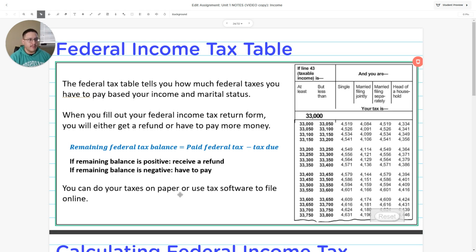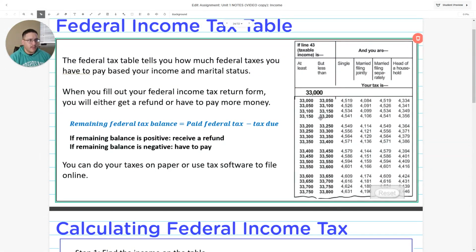You can do your taxes on paper or use tax software to file online. Most people use the tax software because the software does everything for them, but it's good to know how this process is done. So we will be doing our example as if we're writing it ourselves.